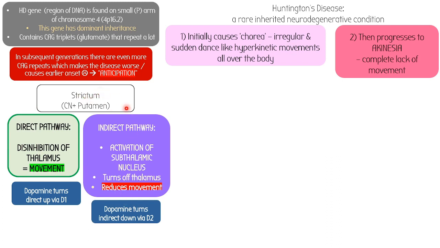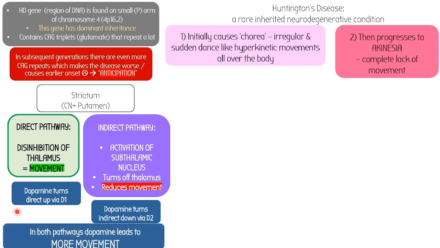Now, if we're turning up increased movement, we're leading to more movement. If we're turning down a reduction of movement, that's kind of hard to wrap your head around, but say something reduces movement and you turn down the thing that reduces movement, then you'll increase movement. So the really high yield thing is that, in both pathways, dopamine leads to more movement, whether it's the direct or the indirect pathway. If you put dopamine on the striatum, then your body is going to move more.